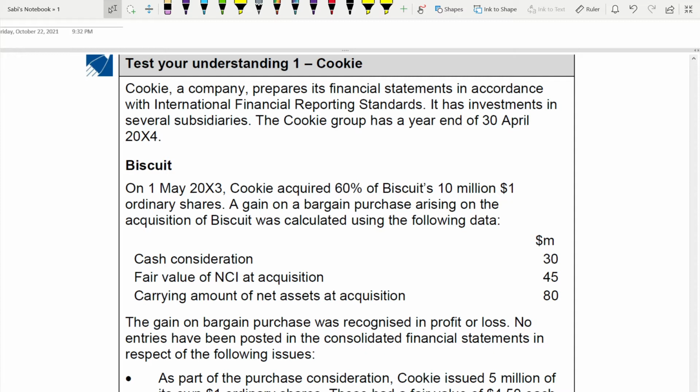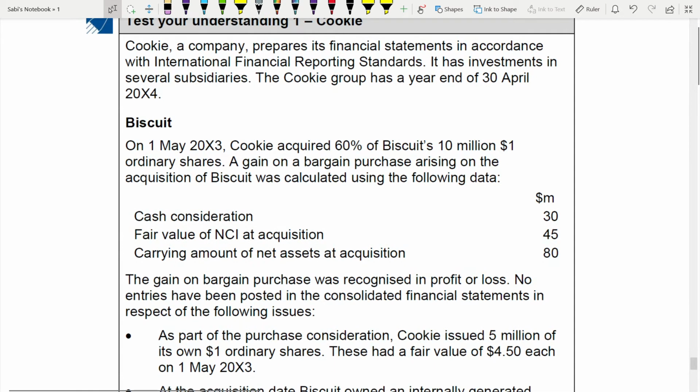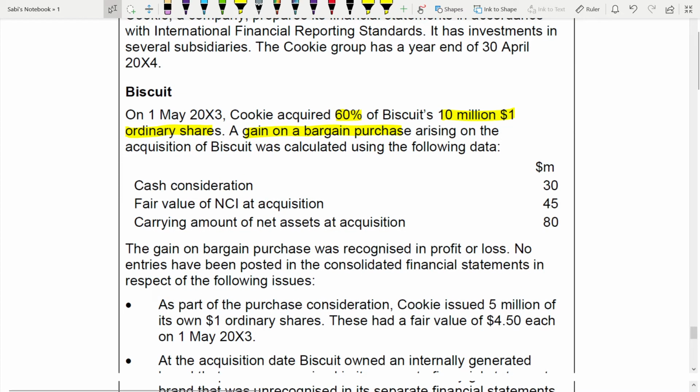So Cookie is a company that prepares its financial statements in accordance with IFRS, and it has investments in several subsidiaries. Now let us see Biscuit. How much was acquired? 60%. That means subsidiary. What is the number of shares? 10 million $1 ordinary shares. There is a gain on bargain purchase. That means it's not goodwill. Gain on bargain purchase, you recognize it in profit and loss as an income.